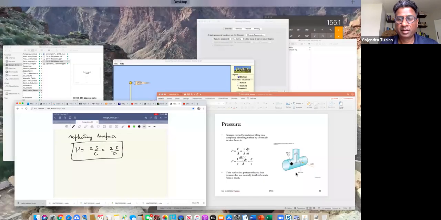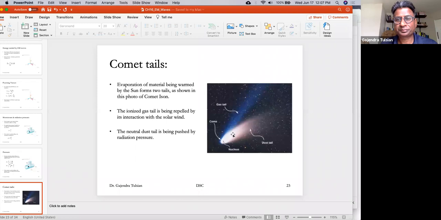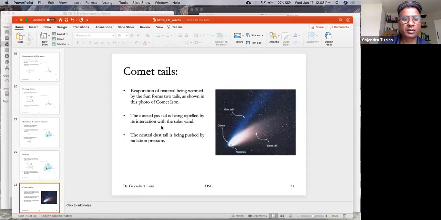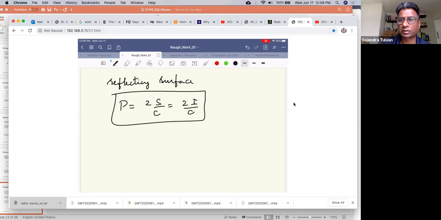Well, is this all theory or do we have proof? So here's proof. Here's a comet. A comet, as you know, is a ball of ice and dust, dirt. When a comet comes close to the sun, some of the material of the comet evaporates, and the evaporated material has ionized gas and dust, neutral particles.